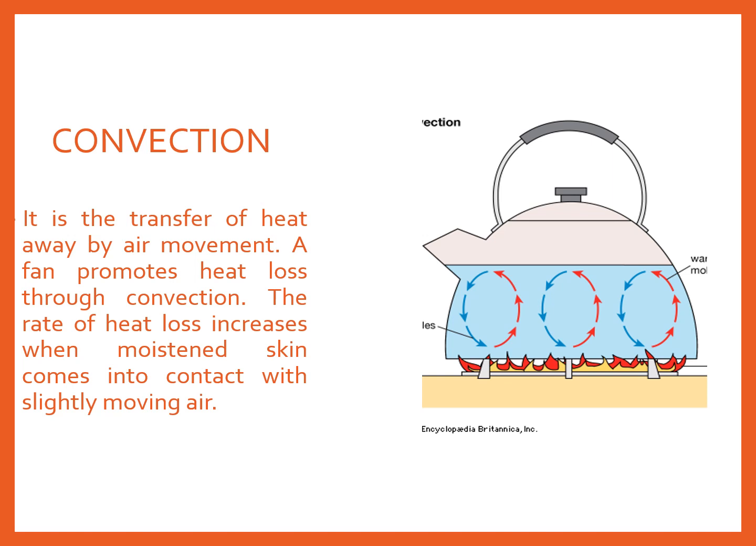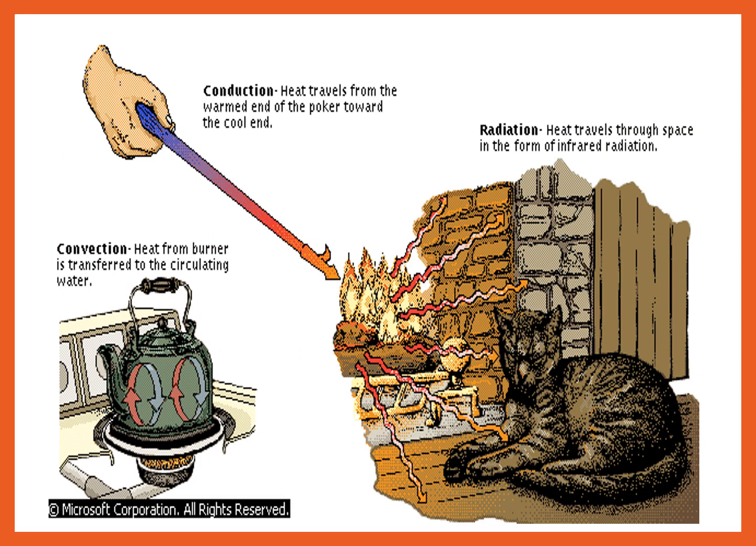Another is convection. It is the transfer of heat away by air movement. A fan promotes heat loss through convection. This rate of heat loss increases when moistened skin comes into contact with slightly moving air. So these are just a picture of convection, conduction, and radiation.